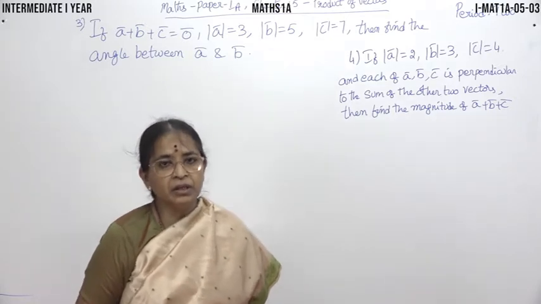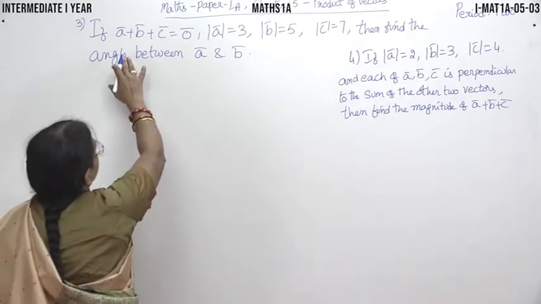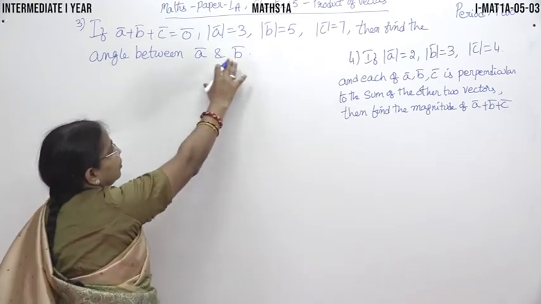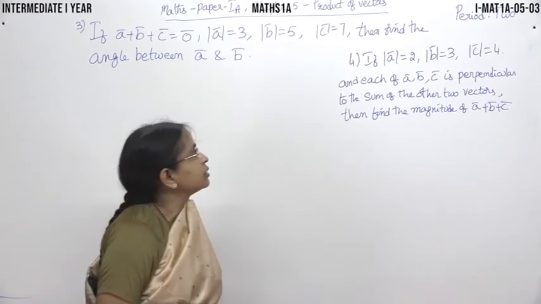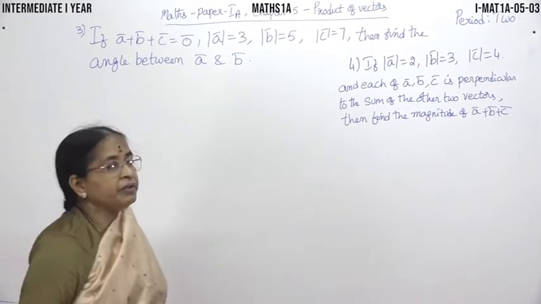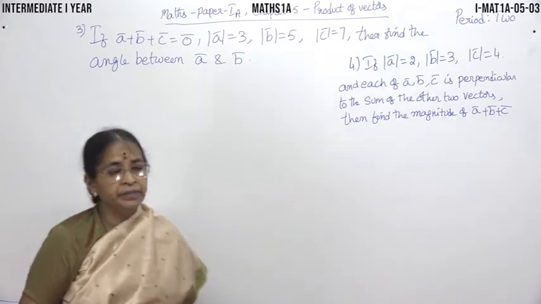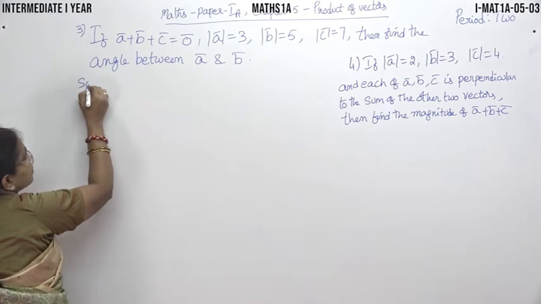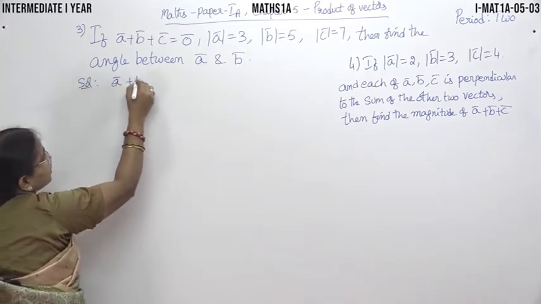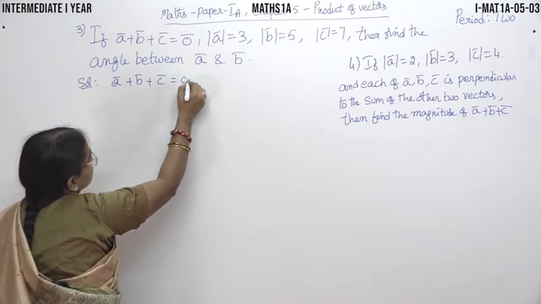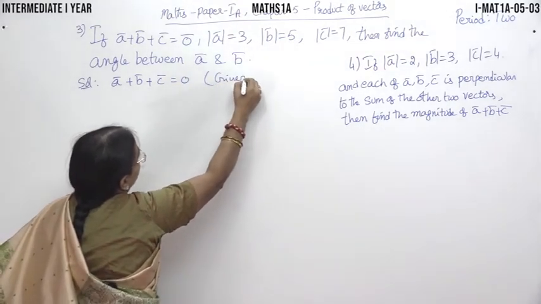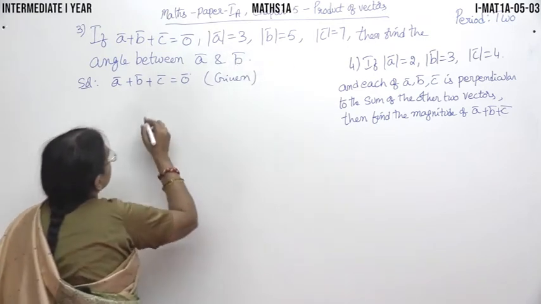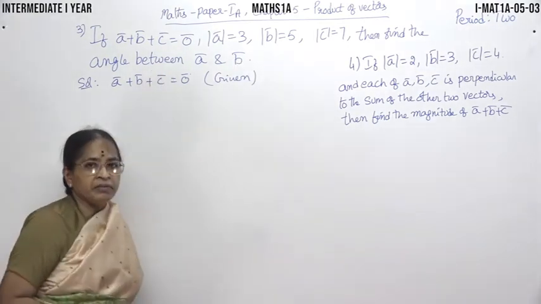Now we will continue with the next problem. This problem is again very important. If A plus B plus C is 0, and mod A, mod B, mod C values are given, then find the angle between the vectors A and B. So what we see, you are given A plus B plus C is equal to 0. This is given. And then you are also given mod A, mod B, and so on. Now you must find the angle between A and B.